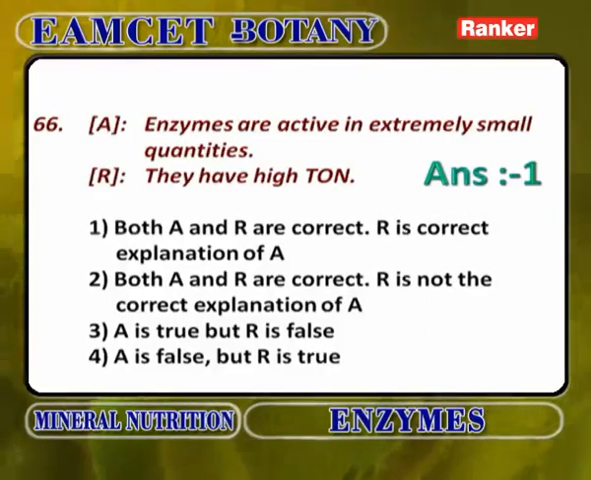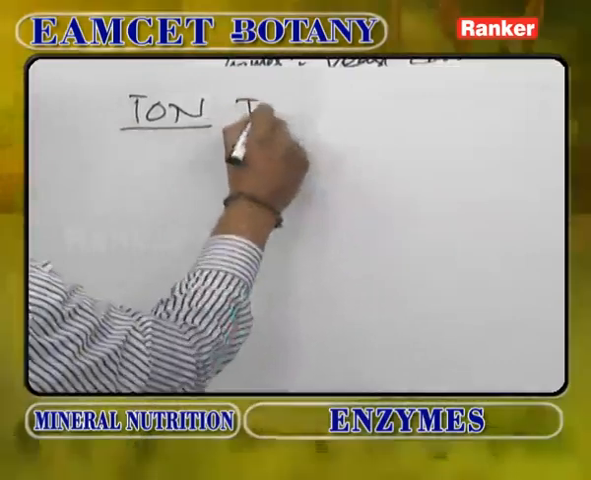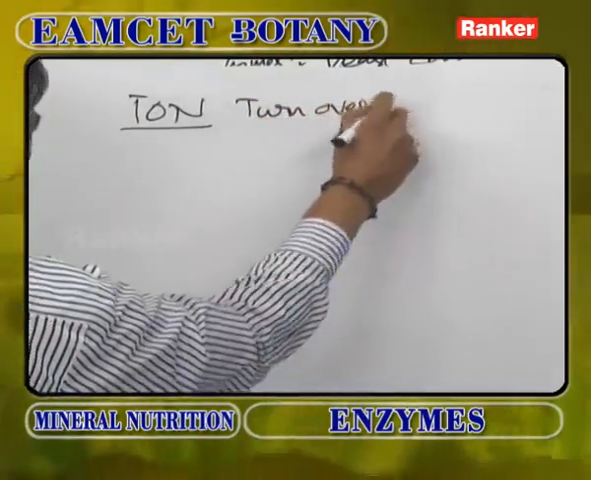Enzymes are active even in extremely small amounts. This is called TON. TON is turnover number.